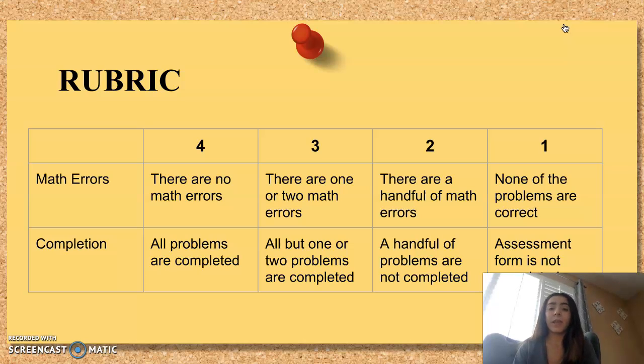2, there are a handful of math errors and a handful of problems are not completed. And under 1, none of the problems are correct and the assessment form is not completed. That is all.